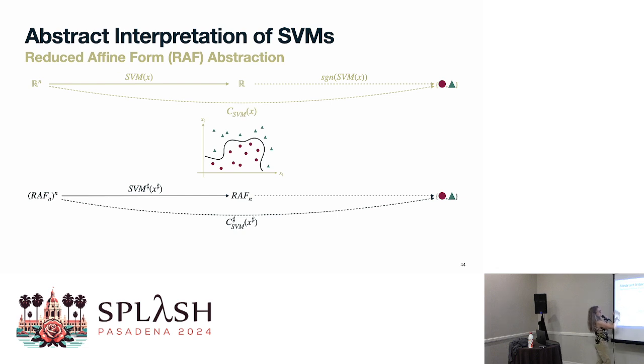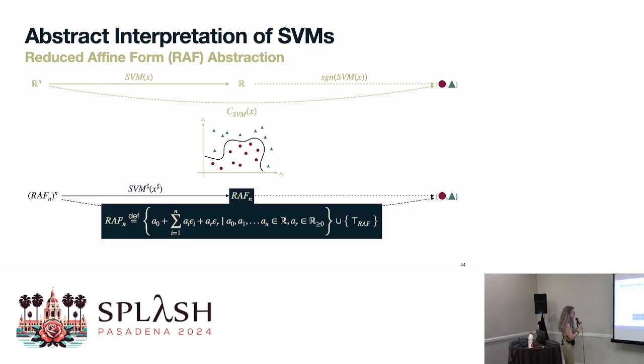With the abstraction, each value in the input vector will be abstracted with this reduced affine form. I will show you what it is. So we're going to have a vector of reduced affine forms. We're going to do the abstract computations with the SVM. We're going to get a reduced affine form as an abstraction of the output. And then we could do this verification thing, but we're not going to do that. We're going to stop here, basically.